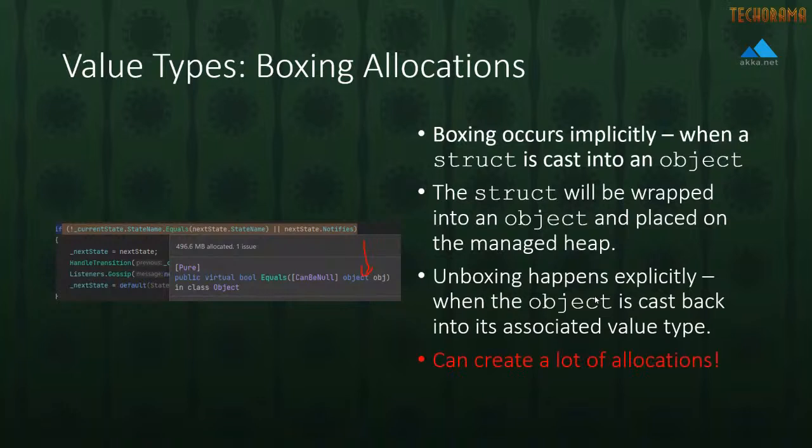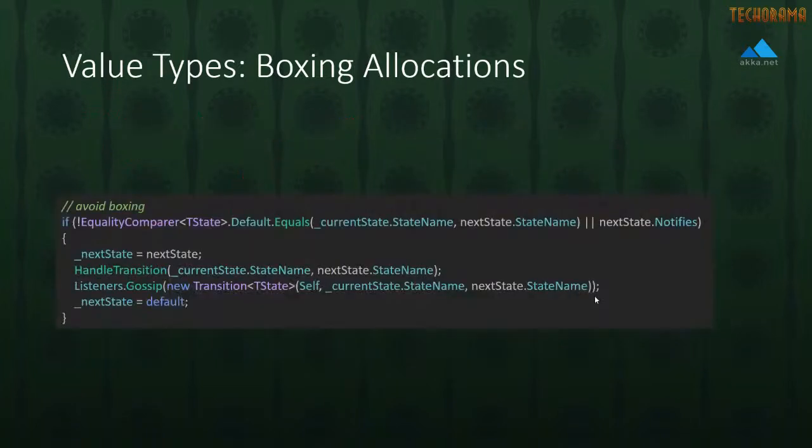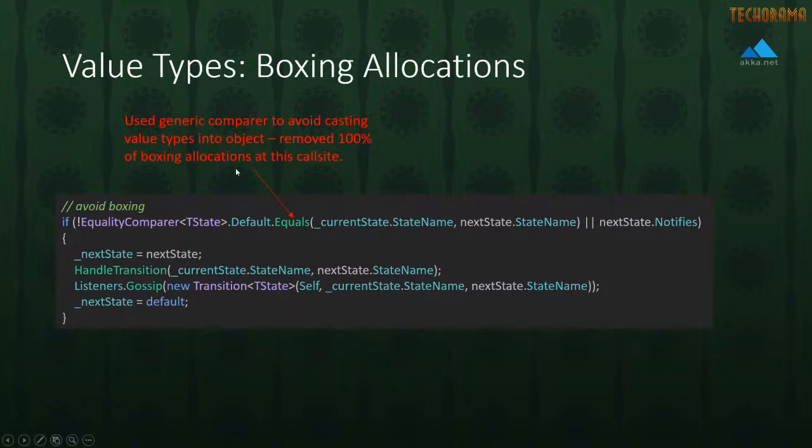So what we're going to do is take advantage of a .NET language feature that's really nice compared to, let's say, the JVM or other programming languages, which is generics. One way we can avoid a boxing allocation here is just making sure that we don't cast our value type back into a reference type. Don't cast it back into an object. So what we're going to do is use this call site right here, this EqualityComparer<TState>, where TState is a generic that's defined on our finite state machine actor, .Default, and we're going to perform a comparison against both of these two.